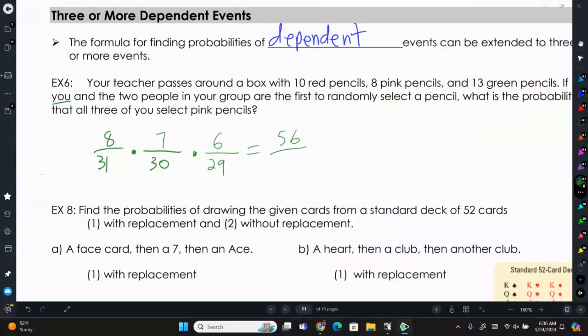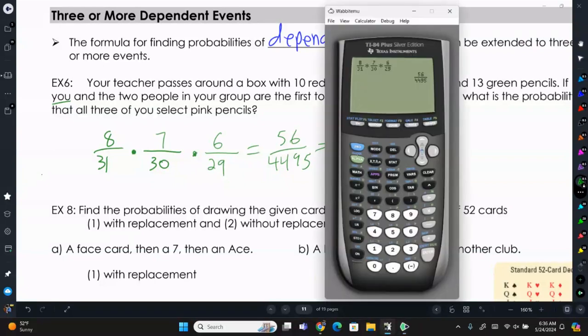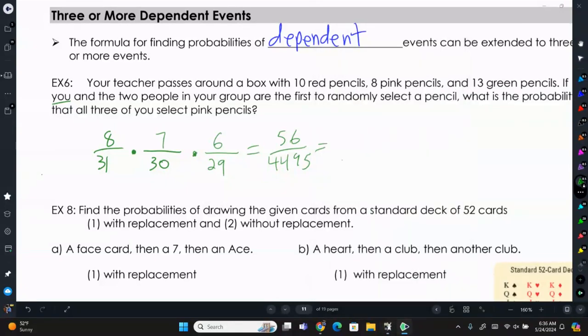56 over 4495, which we'll just make a decimal. A lot of times I like to leave it as a fraction, but when the fractions are like this, where it's hard for us to comprehend, I'll make it a decimal. So 0.012, which is 1.2%. So very unlikely that all 3 of you will pick a pink pencil.